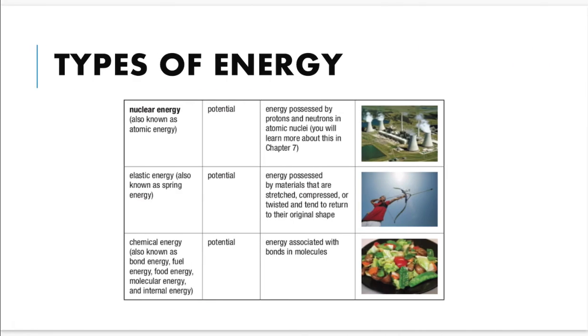Continuing on, we have nuclear energy, also known as atomic energy. It is a form of potential energy, and it's energy possessed by protons and neutrons in atomic nuclei, and we will learn more about this in the future. Elastic energy, also known as spring energy, is a form of potential energy. It's energy possessed by materials that are stretched, compressed, or twisted and tend to return to their original shape.